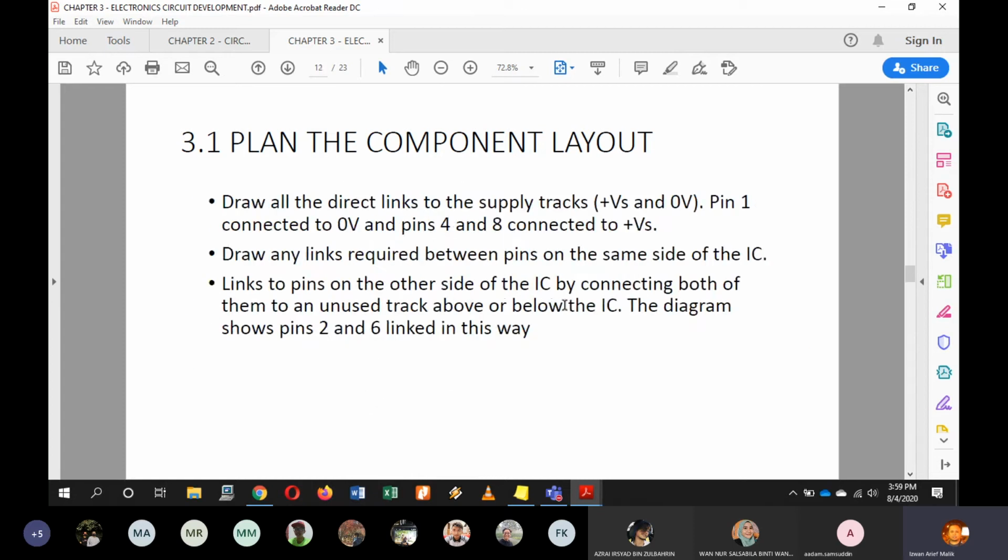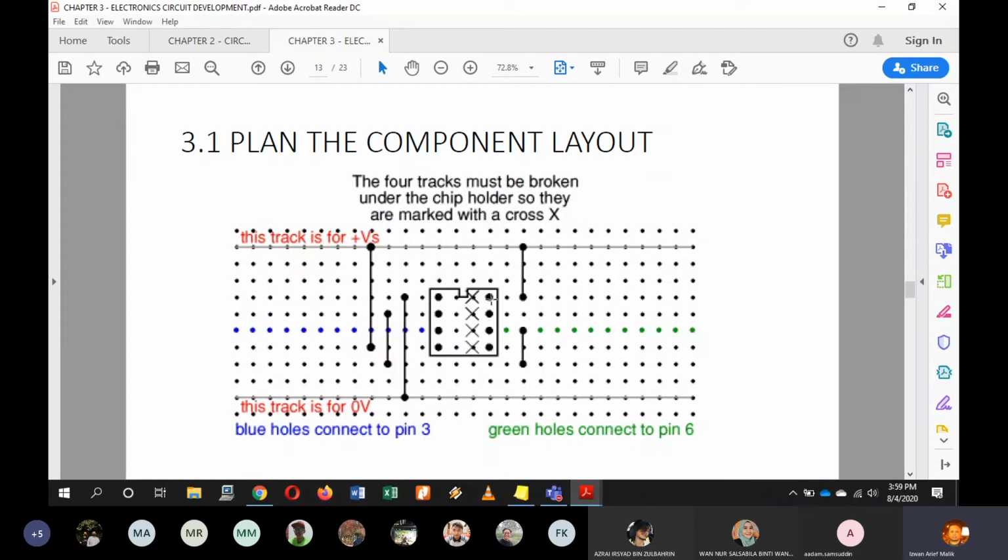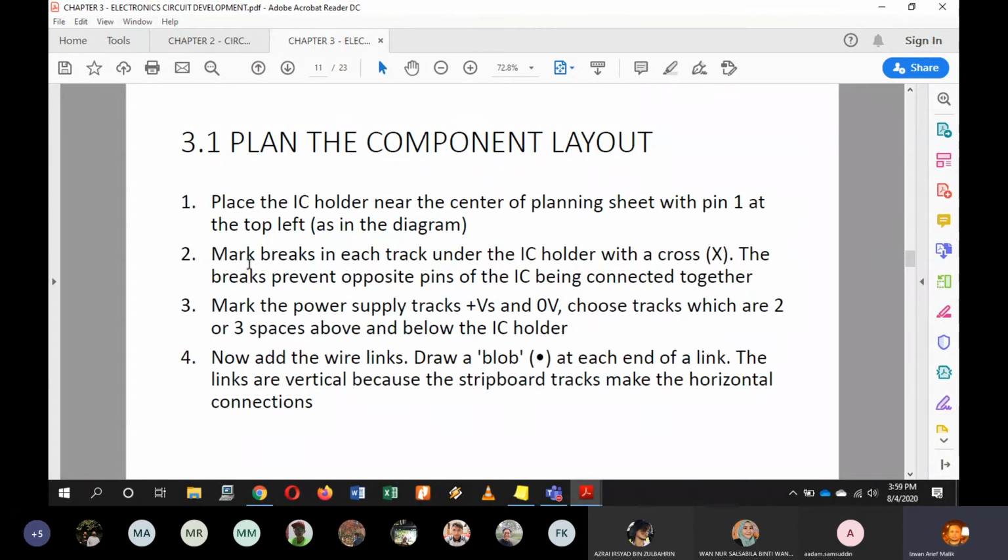So pin 1 at the top left mana? Okay, so here. This is the notch, this is your pin 1, pin 2, pin 3, pin 4, pin 5, pin 6, 7 and 8. Mark breaks in each track under the IC holder with a cross X. The breaks prevent opposite pins of the IC being connected together.